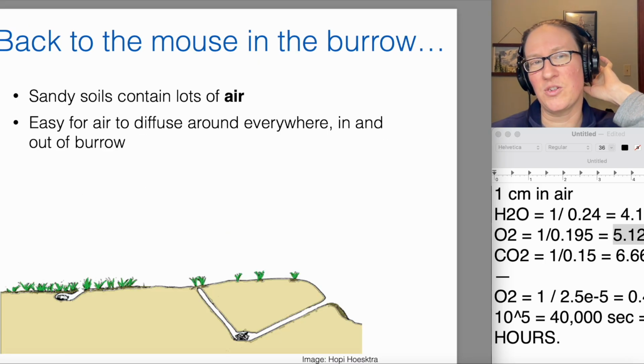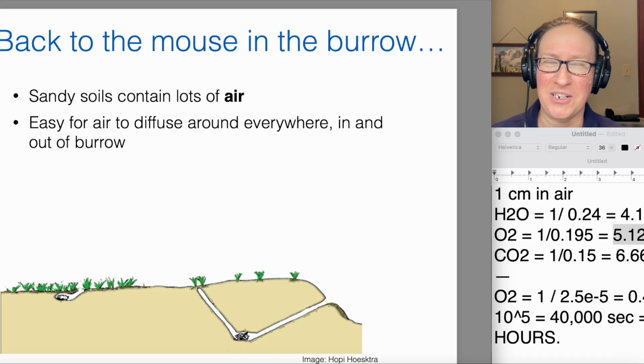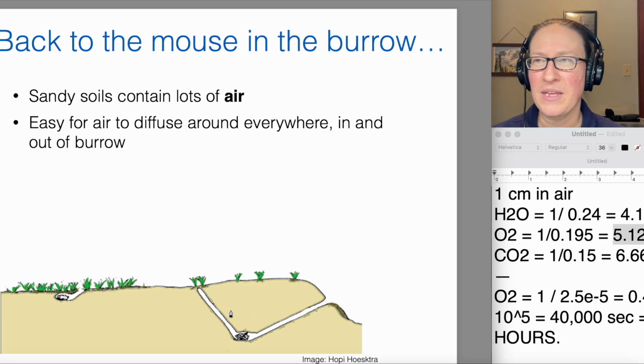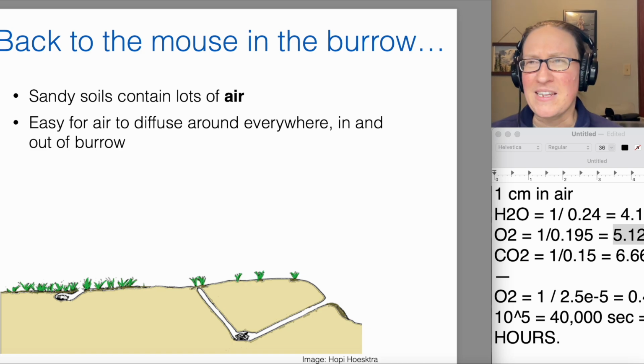So let's go back to an example that I brought up in our introduction, which is thinking about conditions for a mouse that's living in a burrow. One thing I didn't tell you about this particular mouse species is that they're found in soil that's pretty sandy. The sandy soil will contain a lot of air in between sand grains. Looking at these calculations for diffusion rates of gases in air, we can now recognize that it's pretty easy for air to diffuse around into the surrounding soil and back out again, and into and out of the mouse.